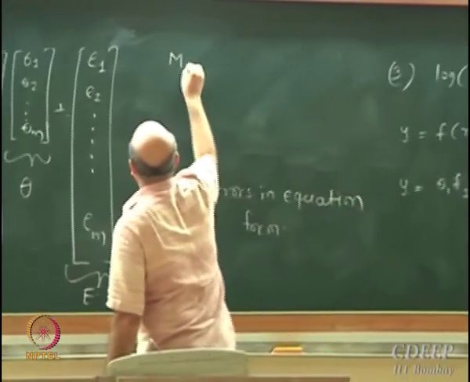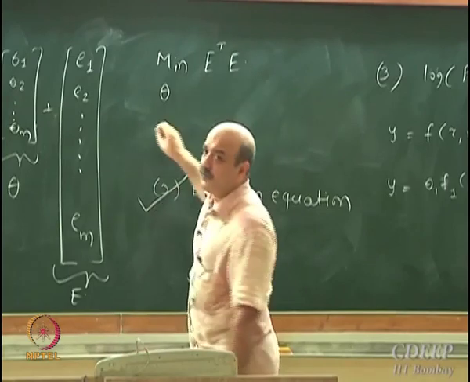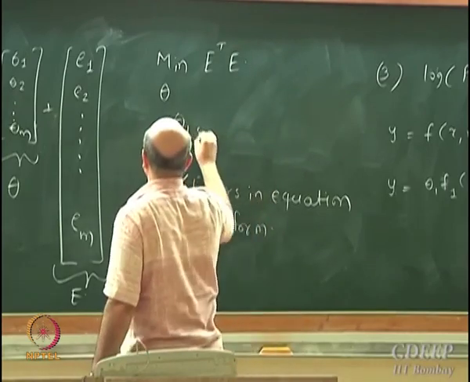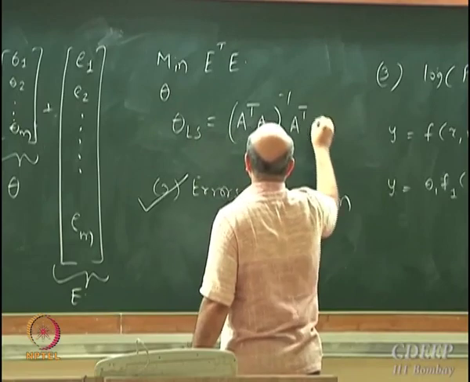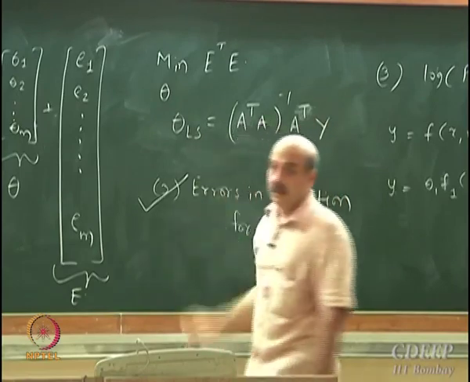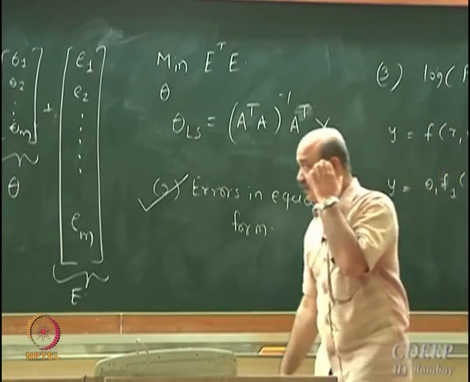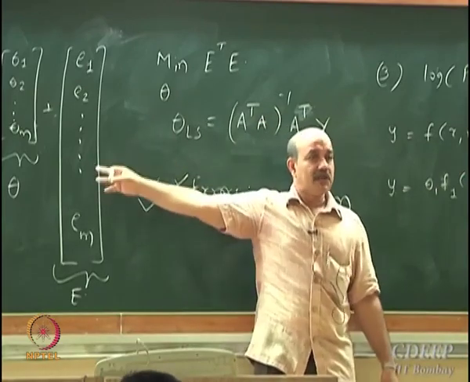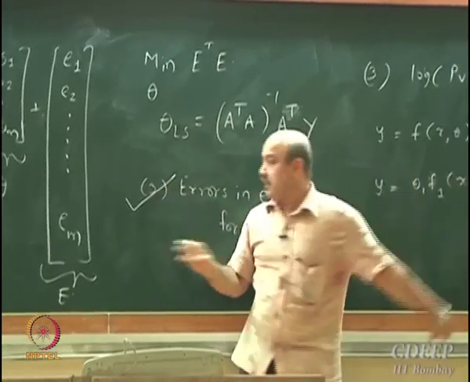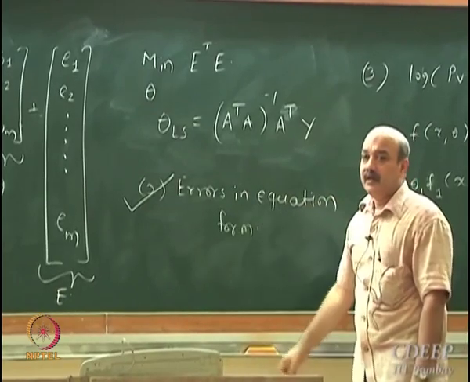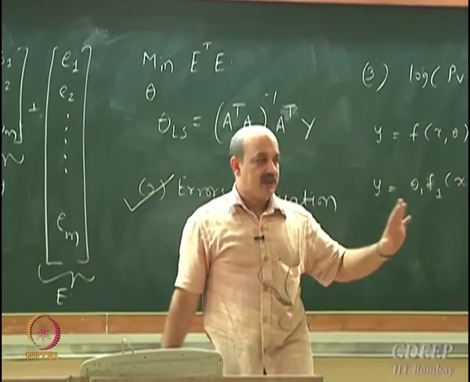So the minimum with respect to theta of error transpose error, this we could find analytically, and we got theta least square equal to A transpose A inverse A transpose Y. Everyone with me on this? We got these least square estimates. That is because this particular model was a linear in parameter model. We could get least square estimates for the special case when all the errors were blamed on equation errors. These are called equation errors. I am going to blame everything on the equation errors.